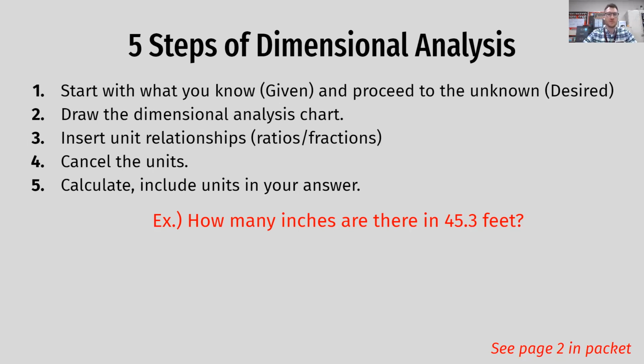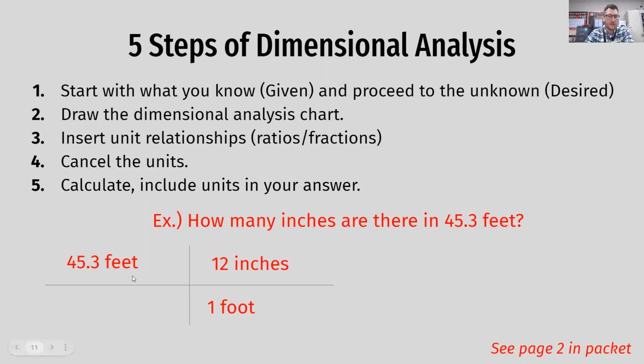So we're first going to draw our dimensional analysis chart, or start with our given, of course, 45.3 feet, and we want to convert that to inches. So I'm going to throw that into a dimensional analysis chart. Kind of looks like a T for now. Now we want to insert our unit relationships, or the conversion factor. We know that in every 1 foot, there are 12 inches. And because I see that we have feet as our given, we're going to want to make sure that feet ends up in the denominator of this. So we know that 12 inches are in every 1 foot.